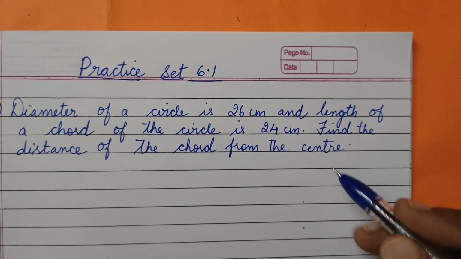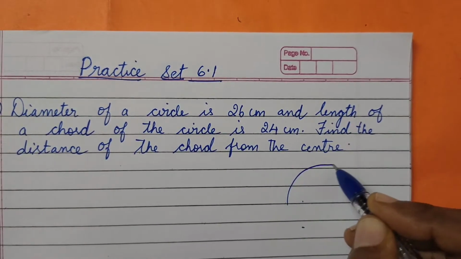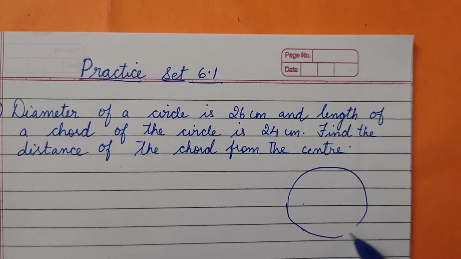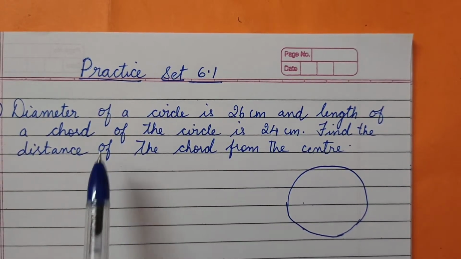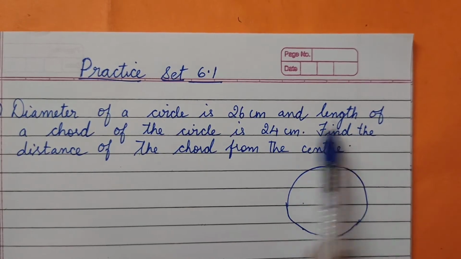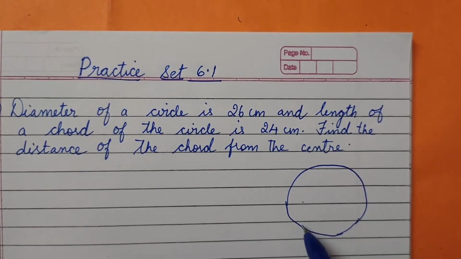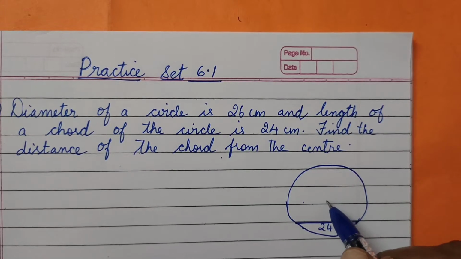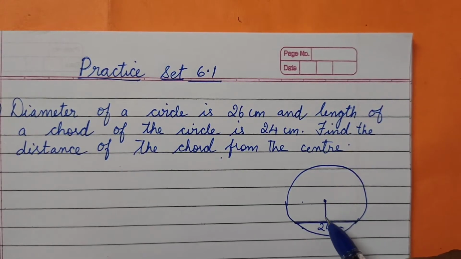So firstly we will draw the figure, whatever has been given. Please draw with a pencil. I am drawing with a pen purposely so that it will be clearly visible for you all. The diameter of the circle is 26 and the length of the chord is 24 centimeter, so I am drawing a chord here. They have said this is the chord, and find the distance of the chord from the center. This is the center, so we want to find this length here.